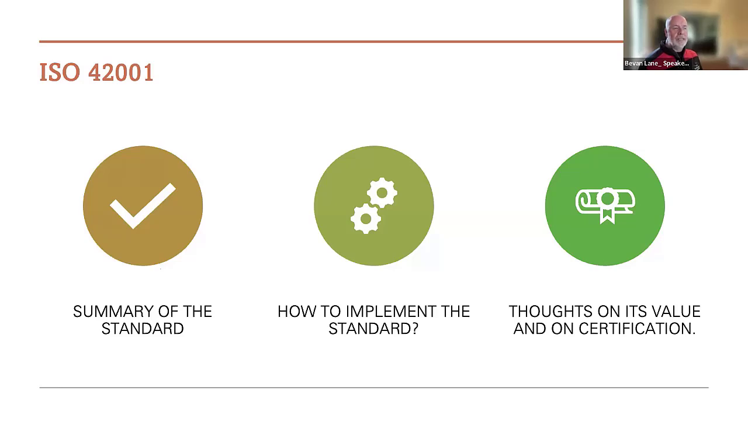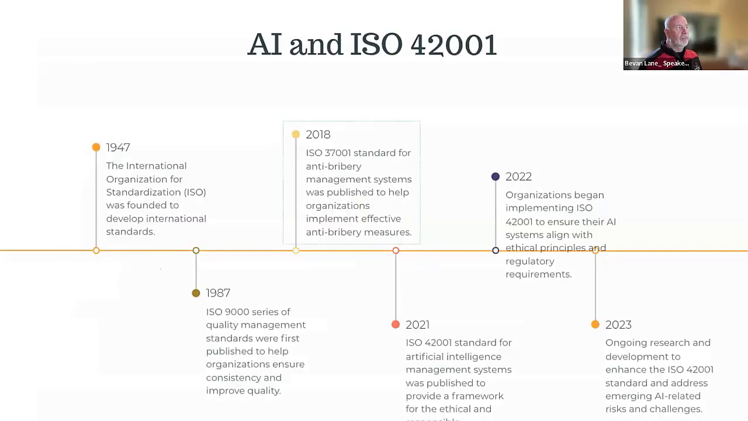Okay, so what is the standard? How are we going to implement it? And then I've already given away the clues in terms of the thoughts of the value and in terms of the certification. So a little bit of a timeline, just a little bit of talking about, so the first standard really came out in 2021. So it's only 3 years that standard came out at that point. People start implementing in 2022, and you see this ongoing research. So they are busy going through it now. They're updating it.